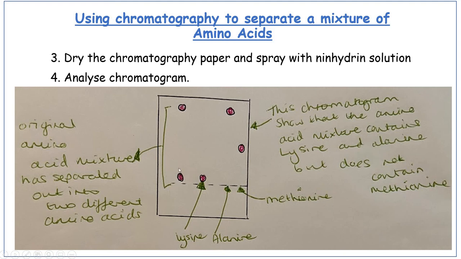So this is what the original amino acid sample, the unknown one, is separated out into. And these are our known ones. So you've got lysine, that's alanine, that's methionine. So you can see here that it contains alanine and lysine, but it doesn't contain methionine.